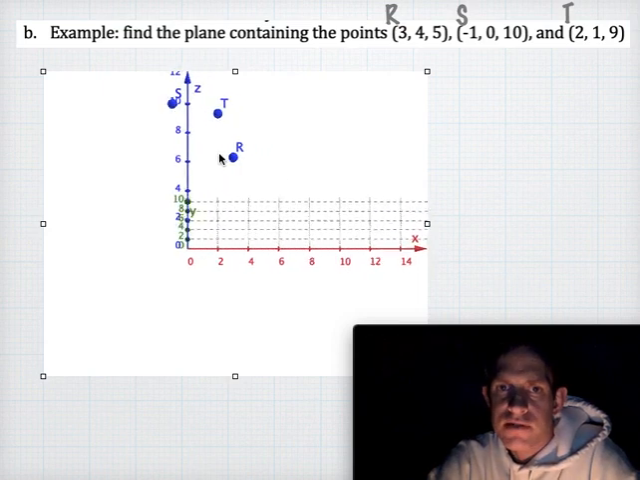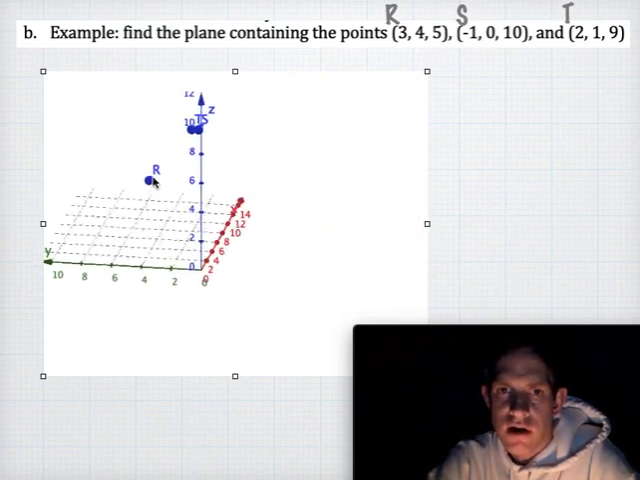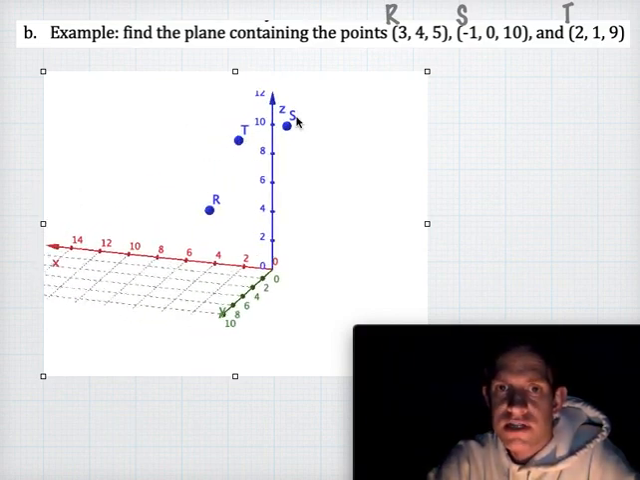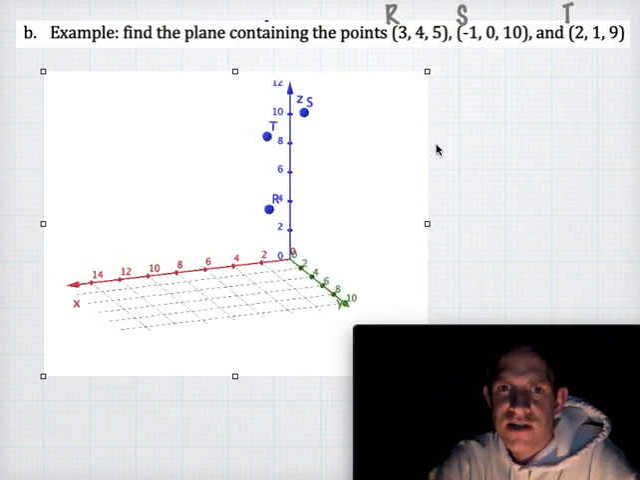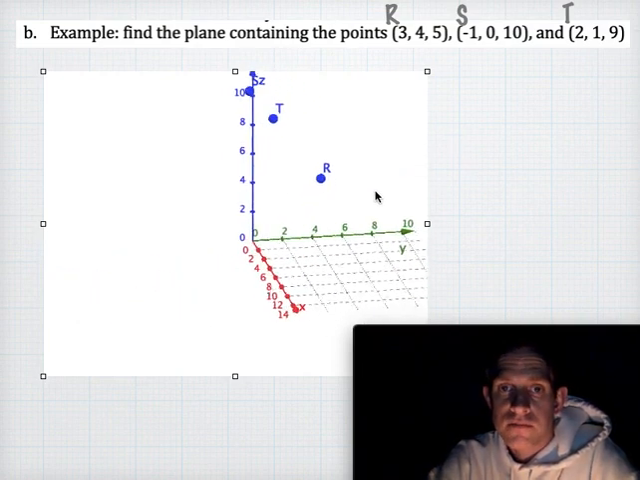Our first step is going to be to try to find some sort of vector that connects R and S, or R and T, or T and R, or T and S. We need some vectors that lie on that triangle, on that plane. And so let's get started.